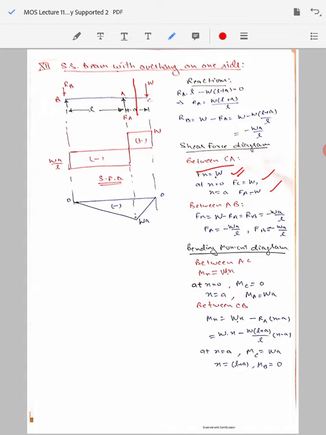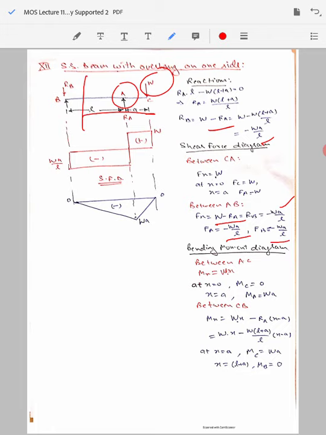So for the entire span from C to A, the shear force value will remain the same as capital W. Then you cut the beam somewhere between A and B, and you mark this distance as x, and there are only two forces. One is W acting in the downward direction and the support reaction RA acting in the upward direction. So the net sum will be W minus RA, which we already know is equal to minus Wa by L, and again it is not dependent on x. So for the entire span from A to B, it will remain the same as minus Wa by L.